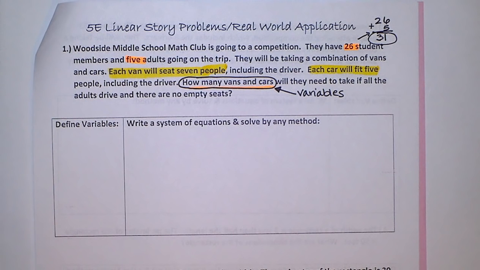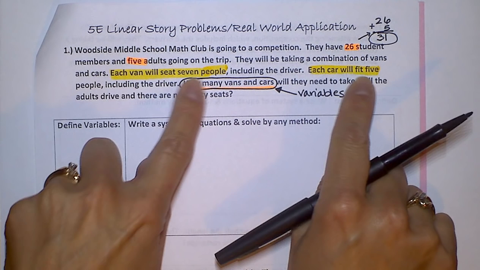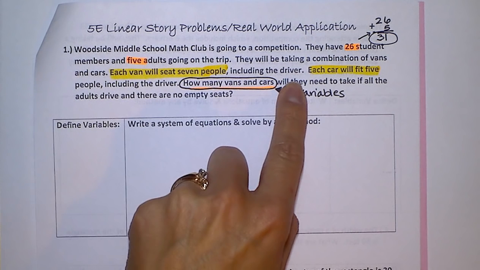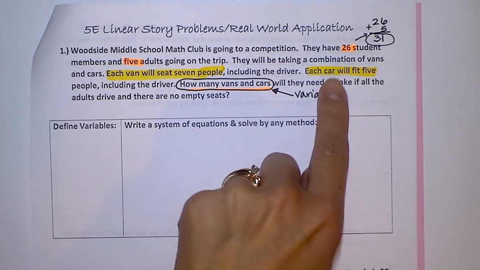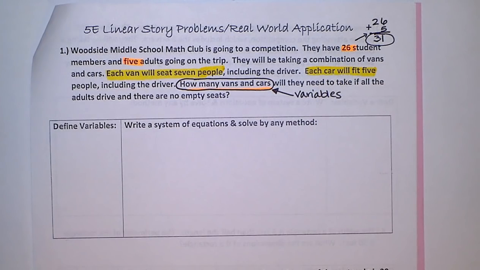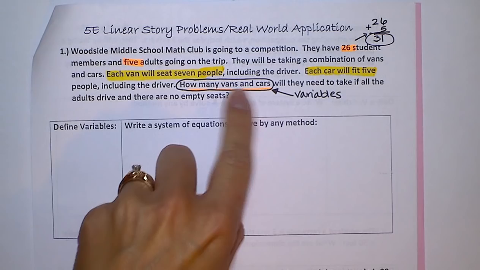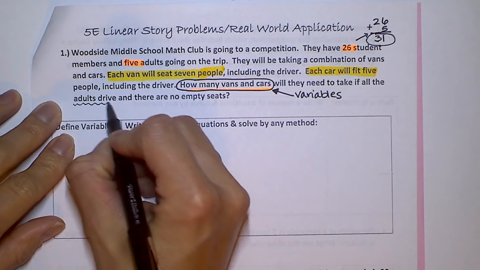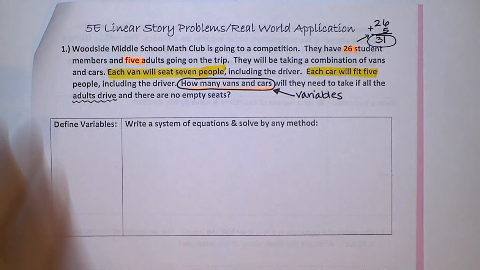Now they will be taking a combination of vans and cars, and I highlighted two key important pieces of information. Each van will seat 7 people, including the driver. So that means 1 adult and 6 kids in the van, so 7 people. Each car will fit 5 people, including the driver, so 1 adult and 4 students, so a total of 5. How many vans and cars will they need to take if all the adults drive? So that's key information too. So all 5 adults are driving, and there will be no empty seats.